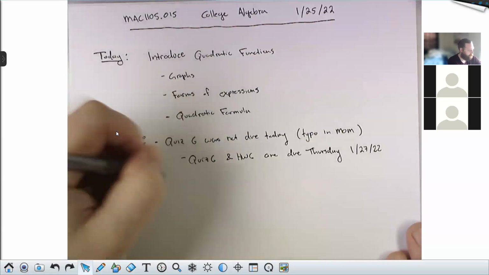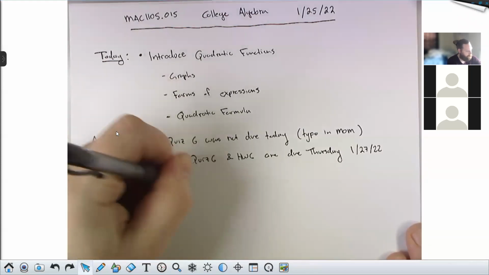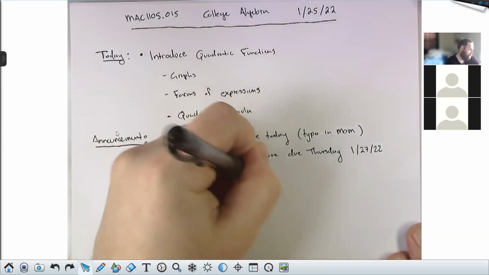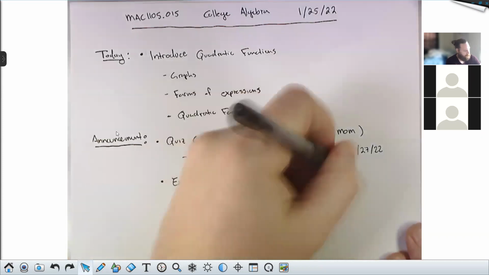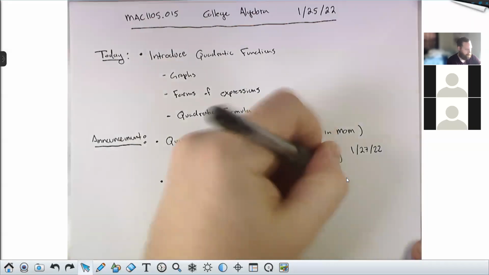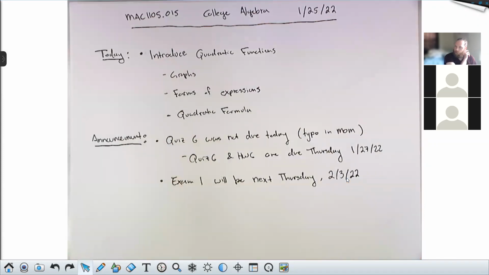The other thing here that I want to talk about is exam 1. And that's the 3rd, I believe, right? Just triple check. Yeah. You know, barring anything crazy happening, right? If something crazy happens, then we may have to move it, but I don't expect anything crazy to happen. So yeah, you can plan for exam 1 to be next Thursday.